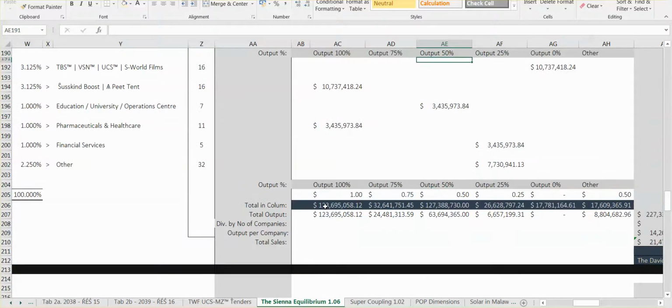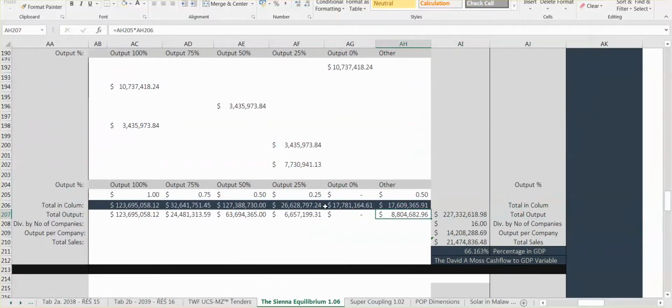And when we add it all up at the end, we get what I call the David A. Moss cash flow to GDP variable, or DC. I can't even remember the acronym. Right, anyway, 66.163% of cash flow ends up as output in this scenario. Now, of course, this is just one, but it's going to be roughly about there, I think.